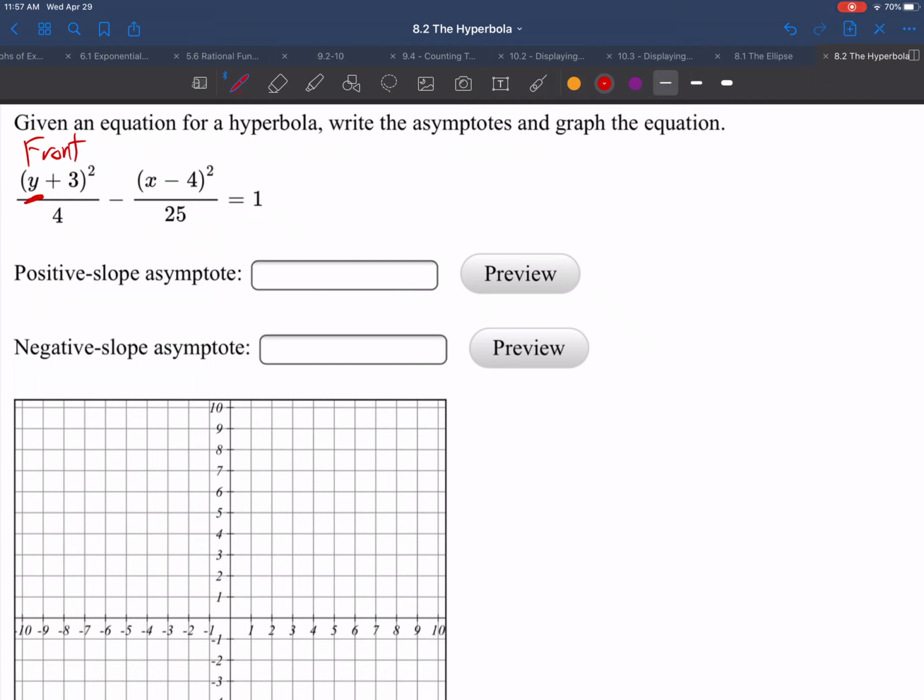So that means the branches are going to go up and down rather than right and left. Whatever's in the front tells you the direction. If x is in the front, the branches go right, left. If y is in the front, the branches go up, down.